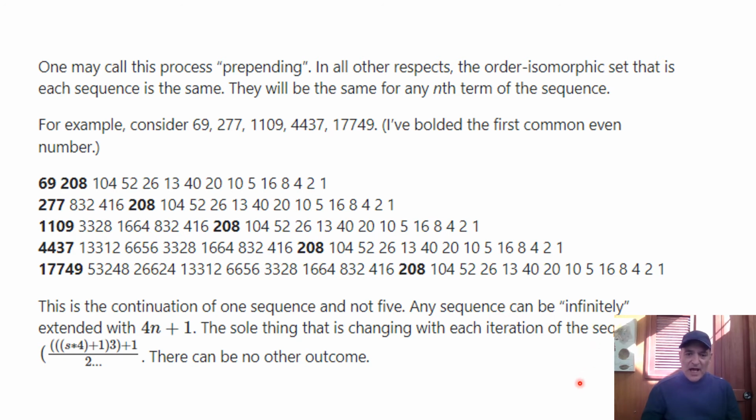Any sequence can be infinitely extended with 4n plus 1 up the number line, effectively. The sole thing that is changing with each iteration of a sequence is this little knot of s times 4 plus 1 times 3 plus 1. So it's like a little knot where the s times 4 is hidden in some way, apparently, to some people. So there can be no other outcome.